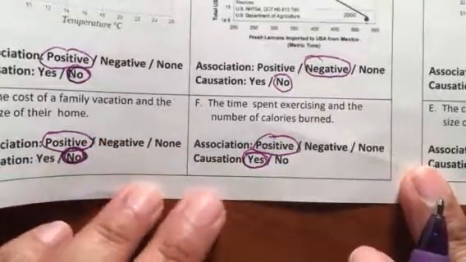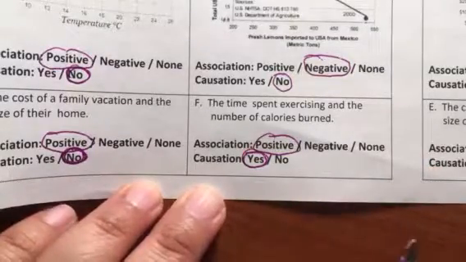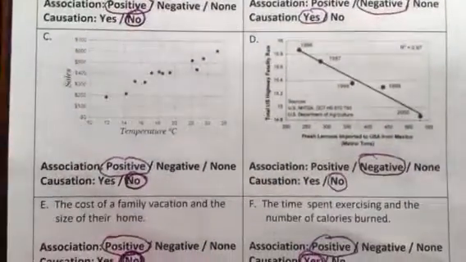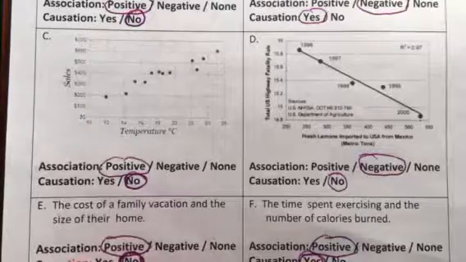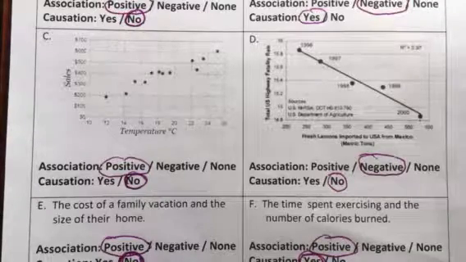So remember, the key thing on this lesson is understanding the direction of how the data would go. Would it go up? Would it go down? And is there a true causation between the two things? So does one thing cause the other? And that's how you can tell whether there's a causation or not.